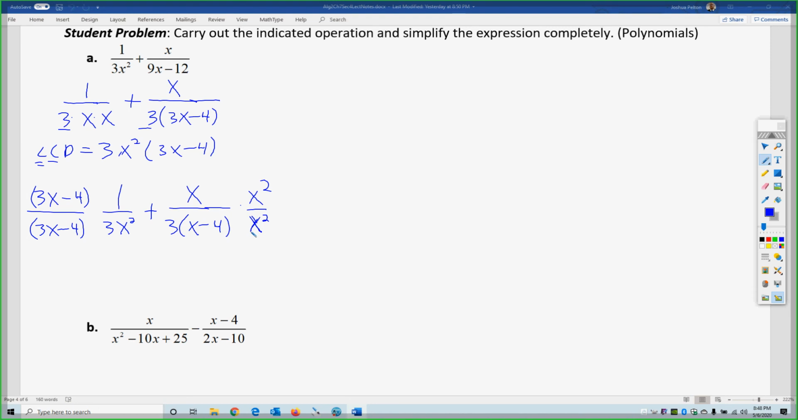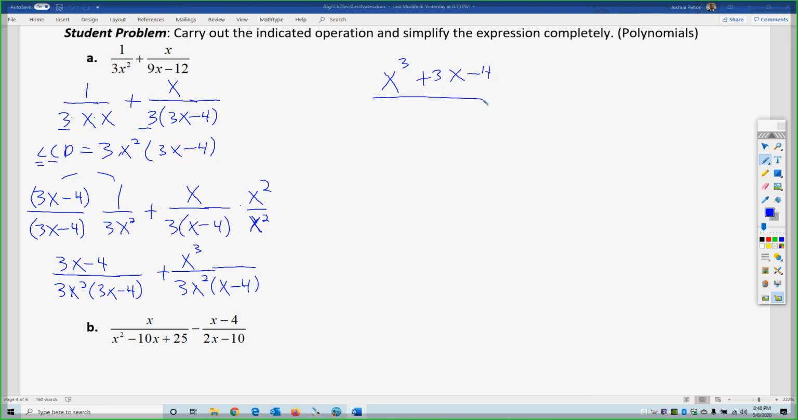All right, so if I multiply that through, we get 3x minus 4. We multiply it by 1 over 3x squared, 3x minus 4, plus x cubed over, let's see, that's going to be 3x squared, x minus 4. Change the order up a little bit. All right, so that gives us a final answer of x cubed plus 3x minus 4 over the 3x squared, x minus 4.